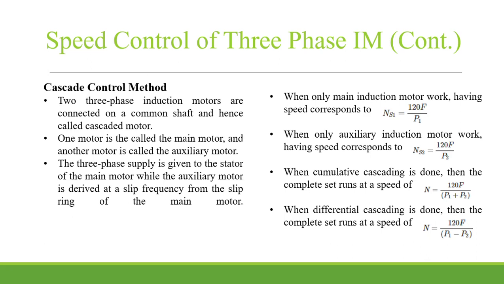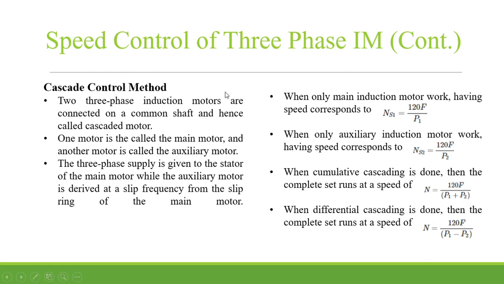Three phase supply is given to the stator of the main motor, and the auxiliary motor will be driven at a slip frequency, because the rotor of the main motor will have slip frequency, or the rotor frequency Fr equals S times the supply frequency. So Fr equals S times Fs. So the auxiliary motor will be driven at slip frequency from the main motor.